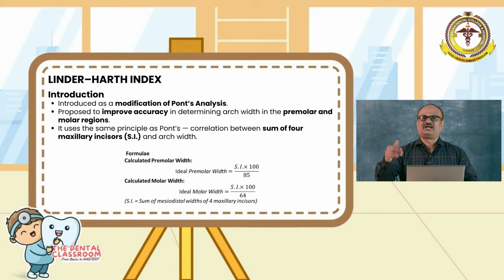So now we go to the Linder-Harth index. If you closely observe, it is very similar to Pont's index. Just like Pont's index, he has measured premolar and molar, calculated as well as measured values. The only difference is a slight modification to the formula given by Pont. You can see that for the premolar width he has given the denominator 85 instead of 80, which is given in Pont's index or Pont's analysis.